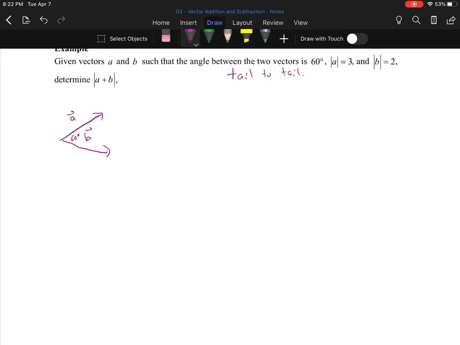And the angle between them is 60 degrees when they're tail to tail like that. But they want us to add the two vectors together. Oh, the vector symbols are missing here. Let me just put those on there. But they want us to add those two vectors.